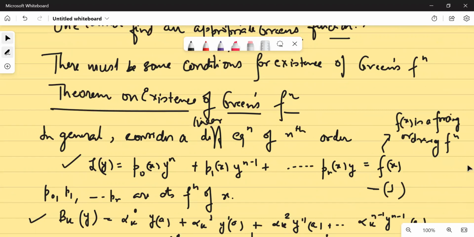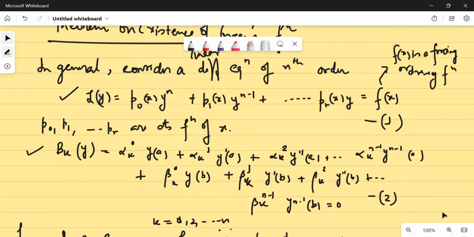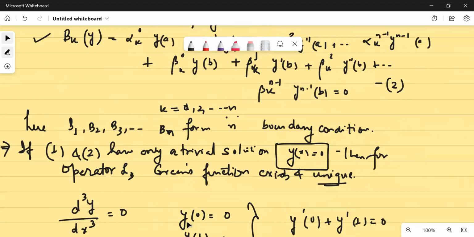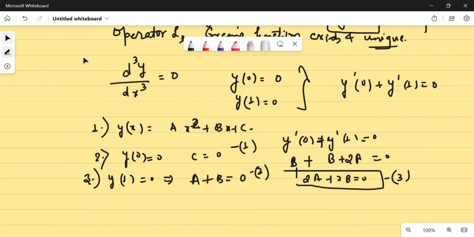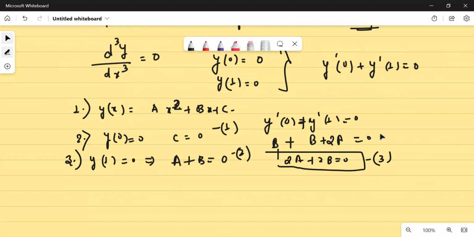I have written this in general. If in general you have Ly = f(x) as 1, and secondly these boundary conditions as 2, if I simultaneously solve 1 and 2, and end up getting a trivial solution, that is y(x) = 0, only then for an operator L you have a Green's function. So let us execute this using the example that we were doing: d³y/dx³ = 0, y(0) = 0, y(1) = 0, y'(0) plus y'(1) = 0.